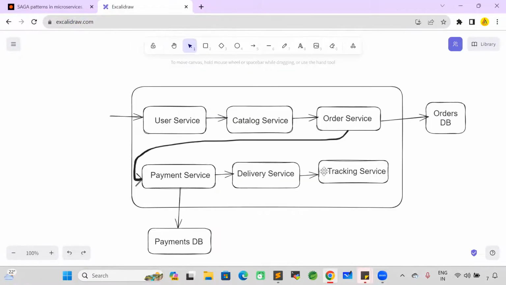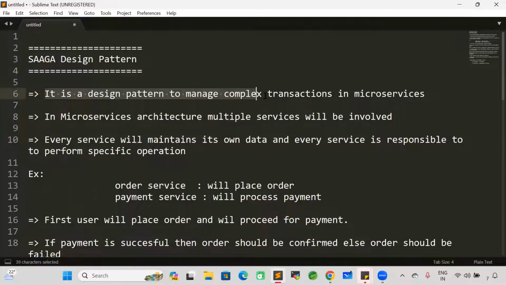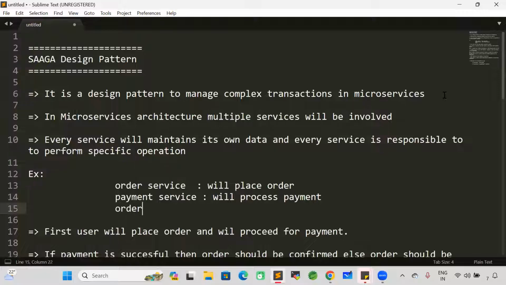Okay, guys, good. SAGA design pattern. SAGA is a design pattern to manage complex transactions in microservices. In microservices architecture, multiple services will be involved. Every service will maintain its own data, and every service is responsible to perform some specific operation. Order service, payment service, and we can say order fulfill service will confirm or fail.